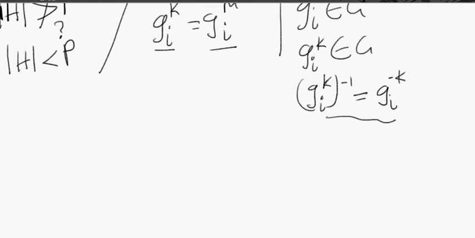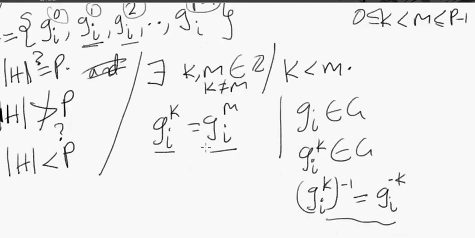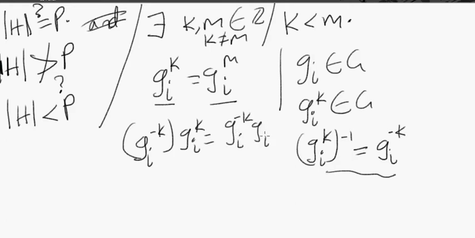Supposing that two elements in H are actually the same, for some k and m, one of these powers 0, 1, 2 up to p minus 1, suppose we have that g sub i to the k equals g sub i to the m. If we multiply both sides by the inverse of g sub i to the k, what would we get? We would get g sub i to the minus k times g sub i to the k equals g sub i to the minus k times g sub i to the m.